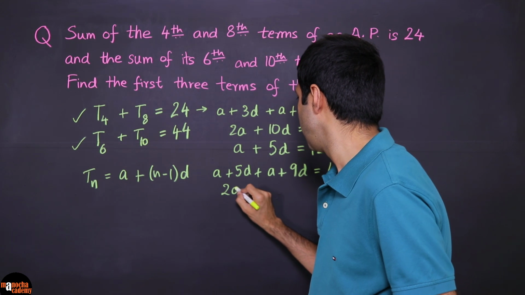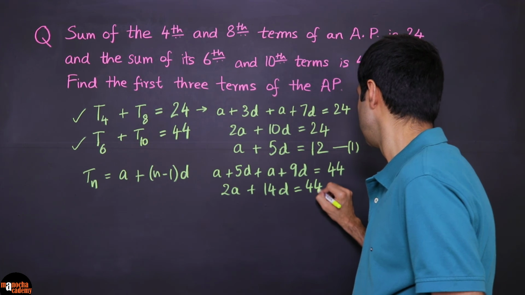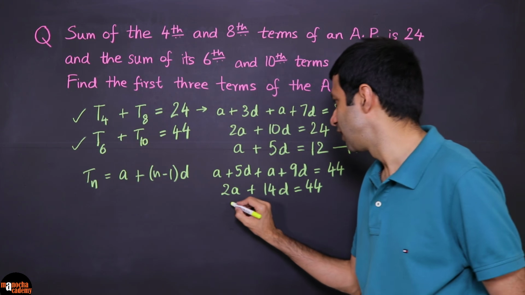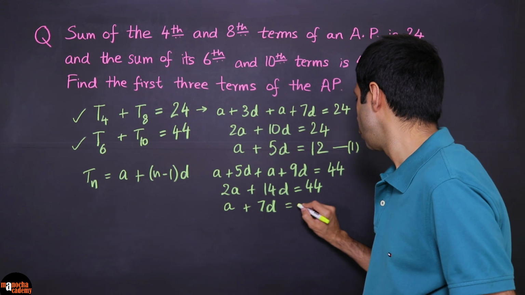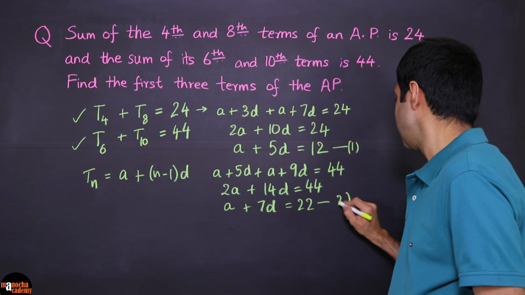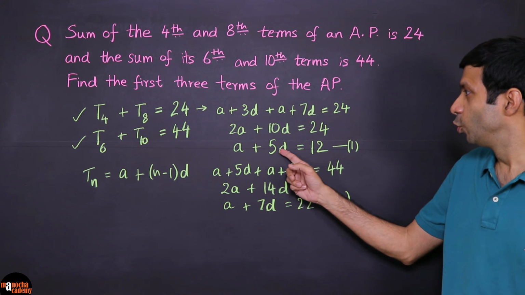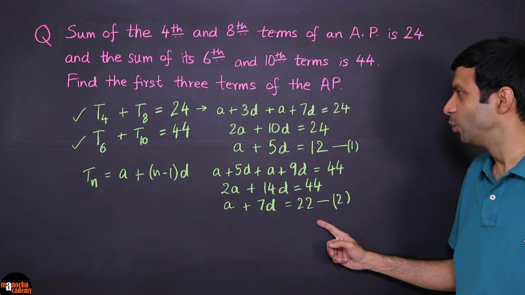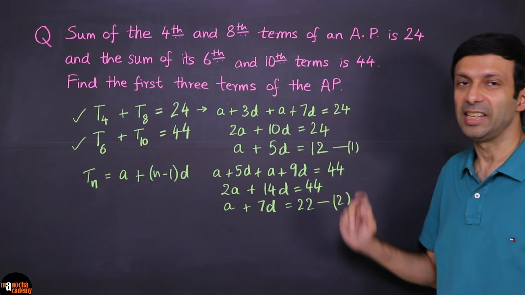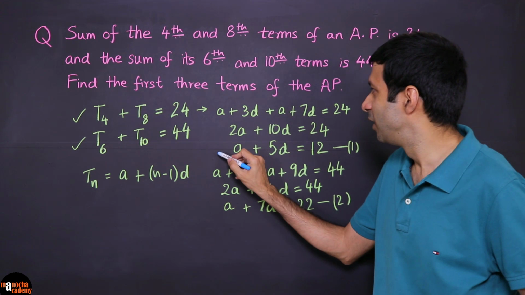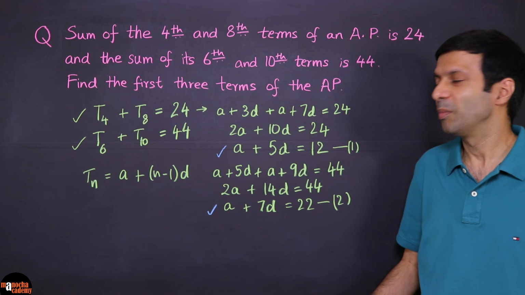So let's add these up. We get 2A plus 14D is 44. So the simplified form will be A plus 7D is 22. So this is our second equation here, right? And can you see that we have two linear equations here, 1 and 2, and we have two unknowns, two variables, A and D. So clearly we have two linear equations in two variables. So you can solve them pretty easily, right?